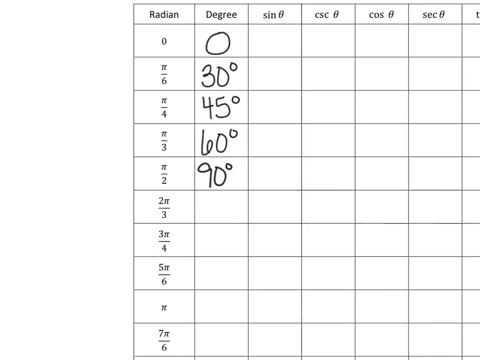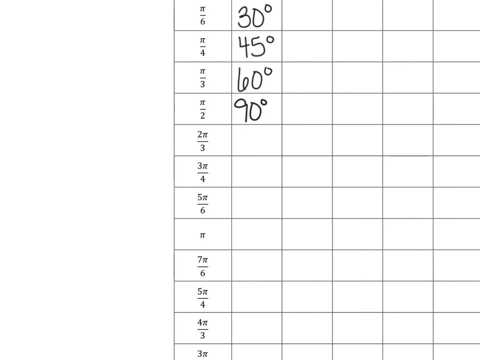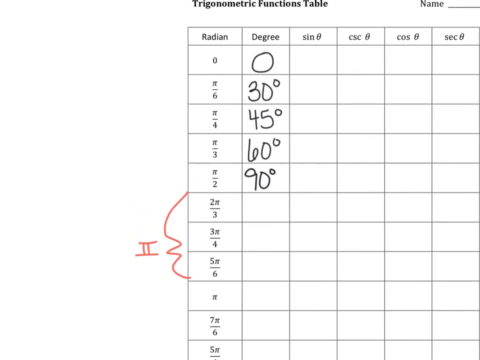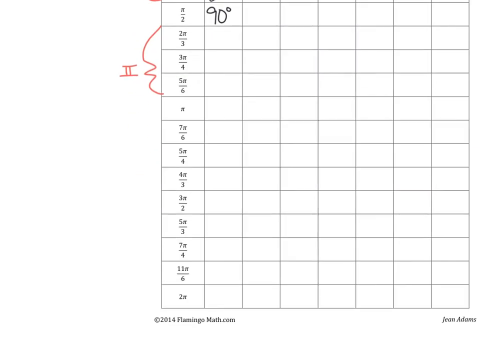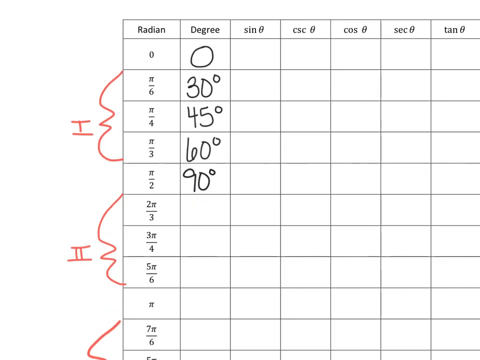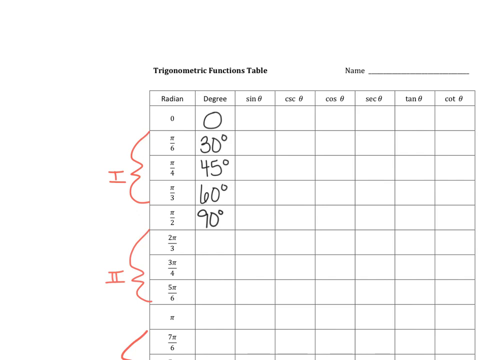Now I'm going to skip down to 2 pi over 3 to 5 pi over 6. These values are all in quadrant 2. These first 3 right here were in quadrant 1. Skip over pi, and then the next 3 are in quadrant 3. Skip 3 pi over 2, and the next 3 are in quadrant 4. Use your unit circle to help you, or you can find the pattern and continue on with the degrees.